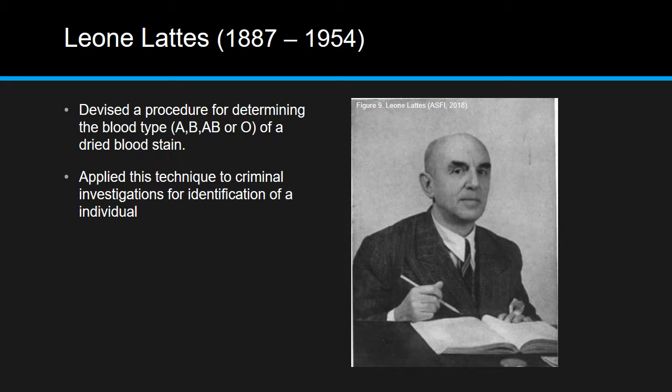Leone Lattes devised a procedure for determining the blood type, A, B, AB, or O, of a dried blood stain. He applied Landsteiner's ABO blood group technique, and this method he immediately applied to criminal investigations for identification of an individual.